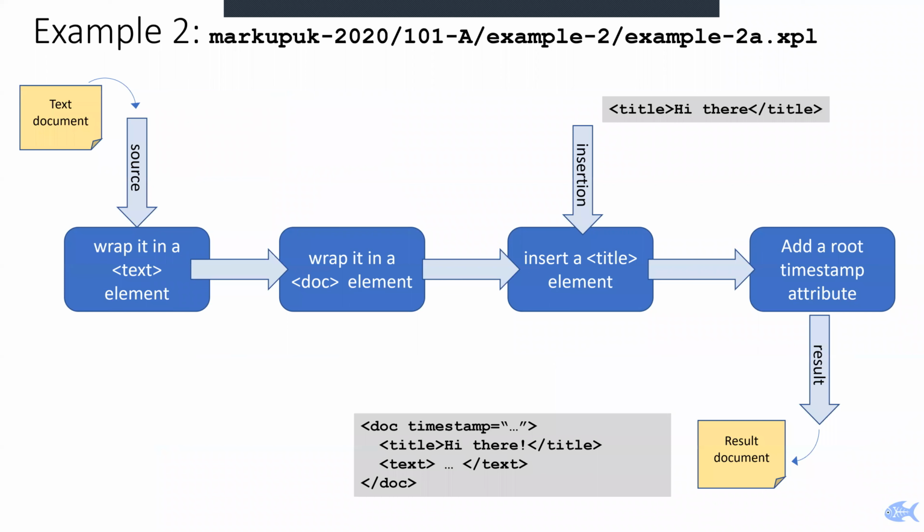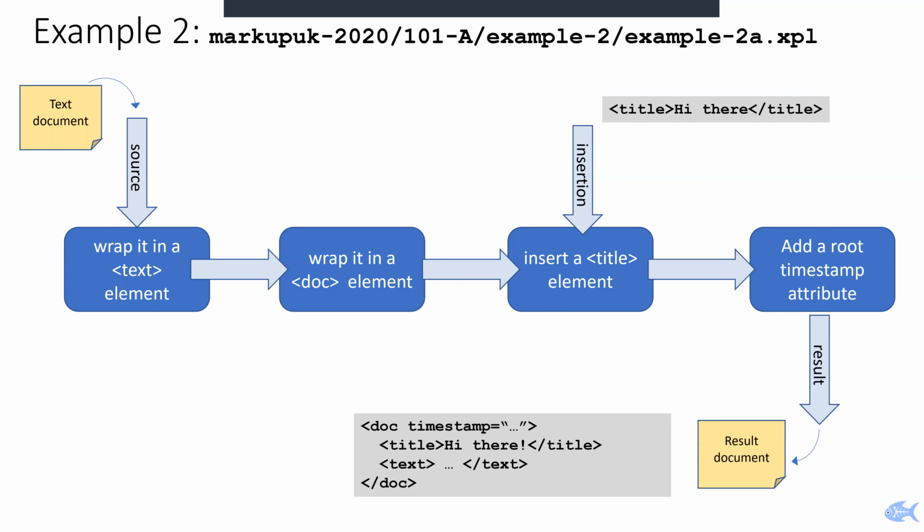And it looks like this. We again start by wrapping a text document in a text element. Then we wrap this text element again in a doc element. We insert a title, and in this case, the title is fixed inside our pipeline. And we add a root timestamp attribute again, and that's our result document, which you see in the gray box. It should look a bit like that.